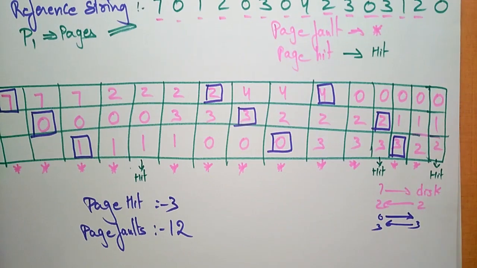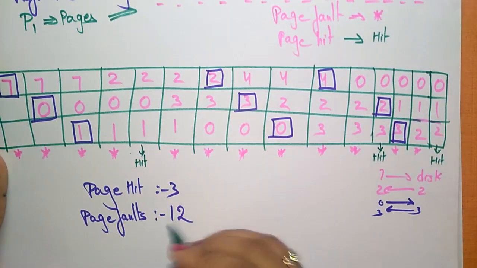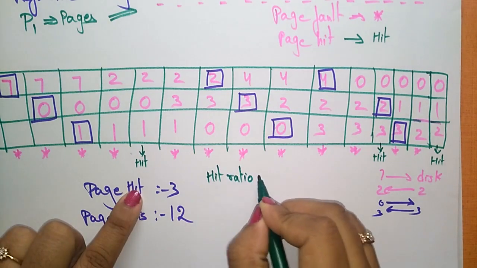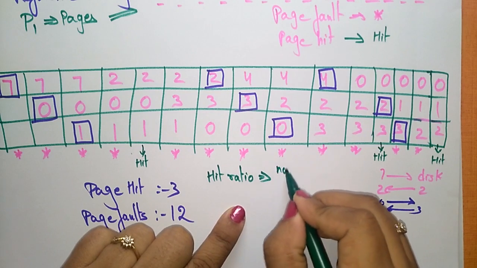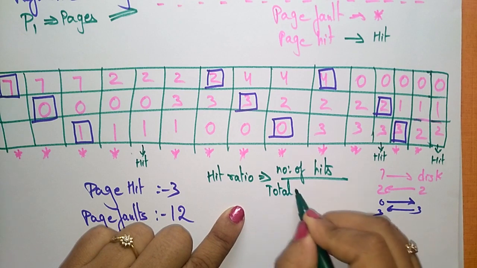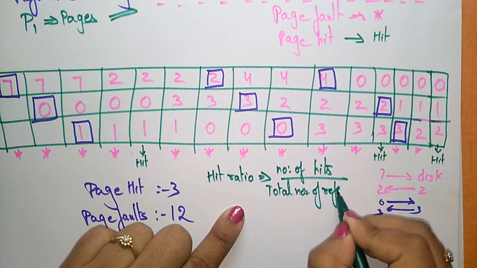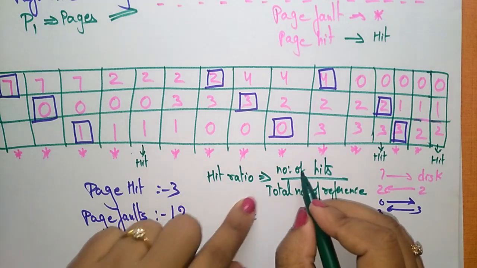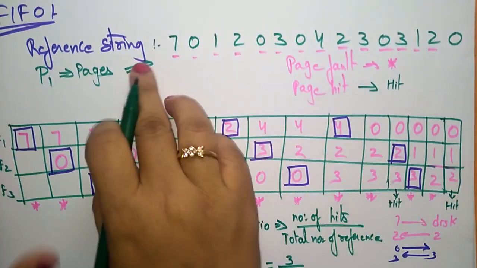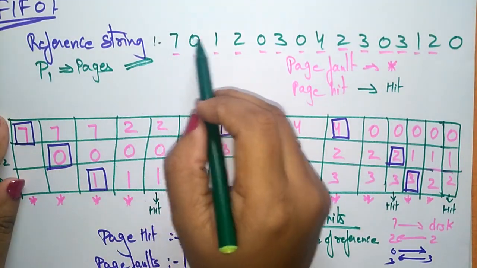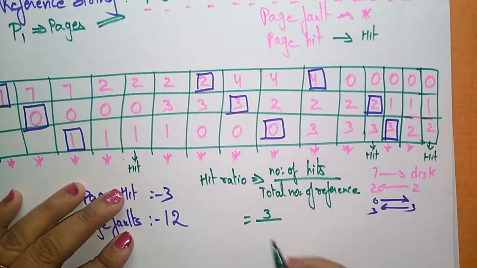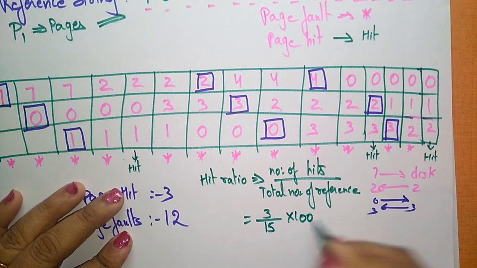or not for our program. So suppose you want to calculate the hit ratio. The hit ratio can be calculated by number of hits by total number of references. So this is the formula to calculate the hit ratio. What is the number of hits? Number of hits are 3. What are the total number of references? Means the pages that the CPU is requesting: 1, 2, 3, 4, 5, 6, 7, 8, 9, 10, 11, 12, 13, 14, 15. Total 15 pages, into 100.